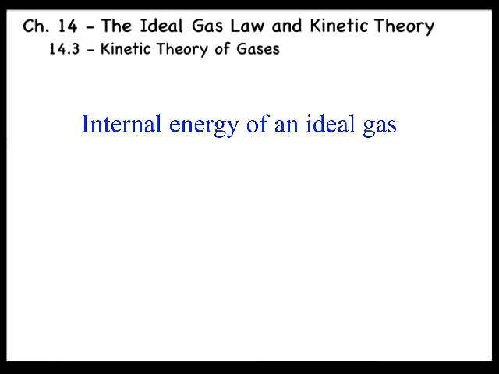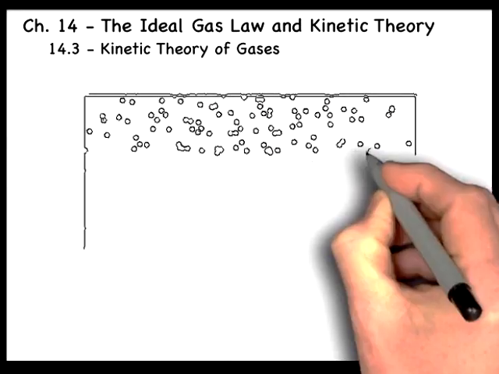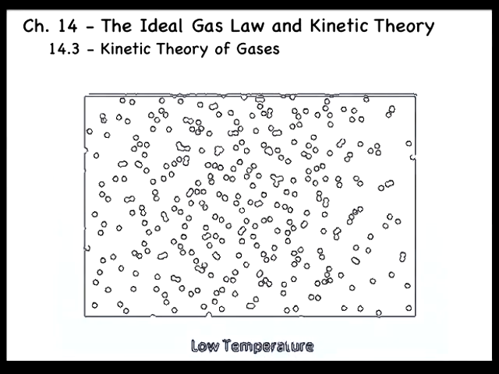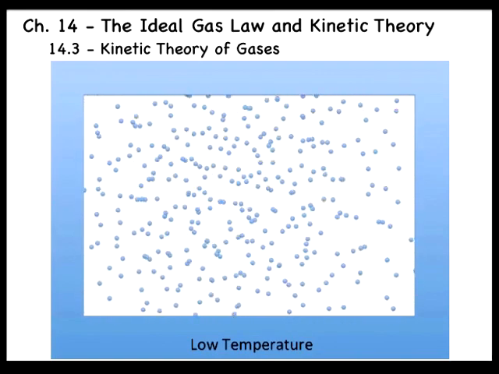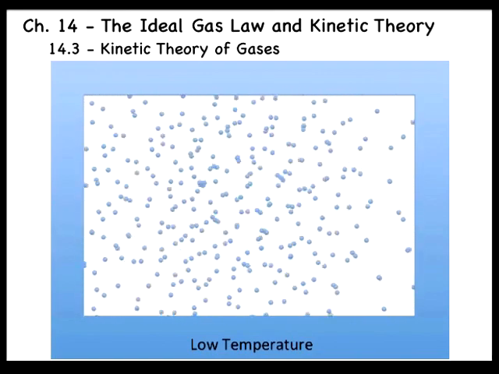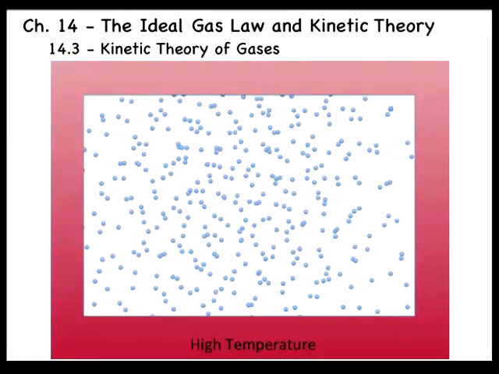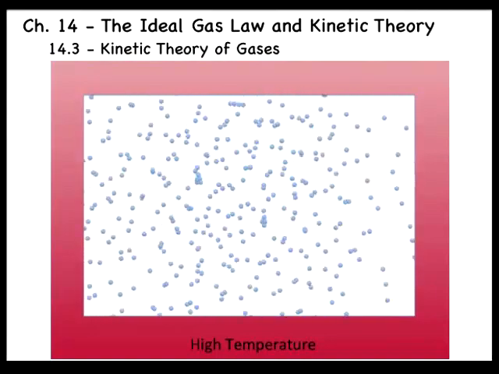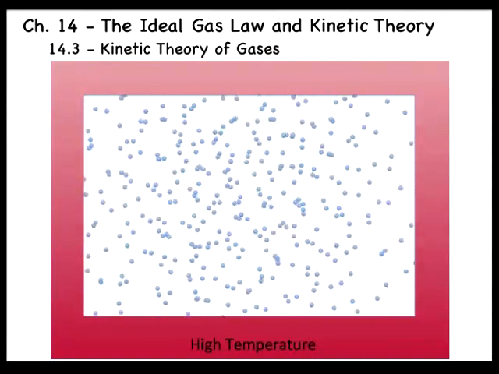To get an intuitive feel for the relationship between temperature and pressure, consider a macroscopic container filled with a dilute gas at low temperature. The gas atoms or molecules collide with each other and with the walls of the container and move with different velocities. If we increase the temperature, the gas particles still move with random velocities, but the average speed of the particles increases, thereby increasing the pressure on the container.